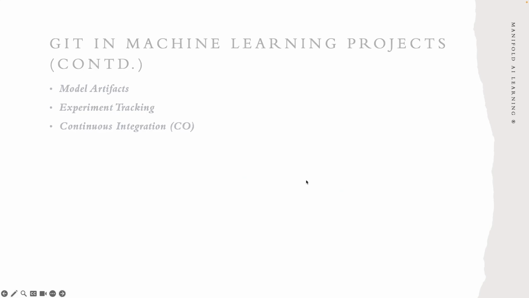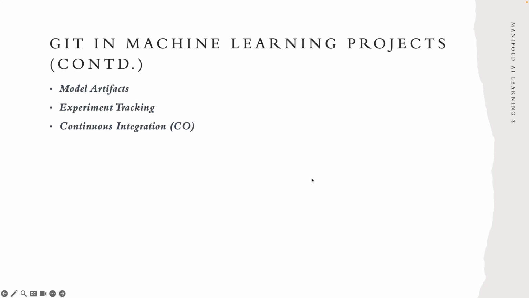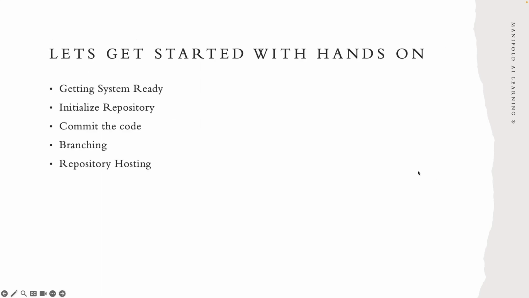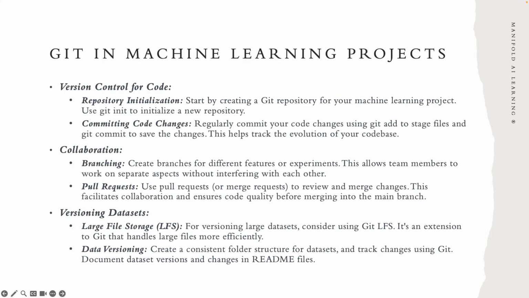Apart from that, you can also use Git for tracking model artifacts, that is, the model files. You can use Git for experiment tracking and continuous integration. So these are the various use cases, or the various ways, in which we'll be implementing Git in machine learning projects, okay, guys.